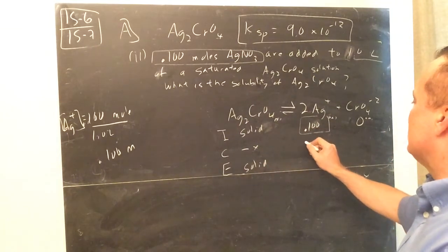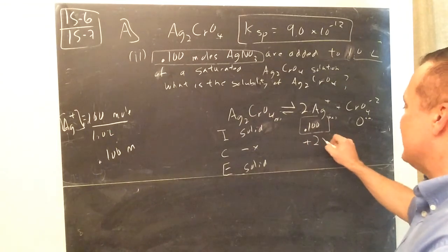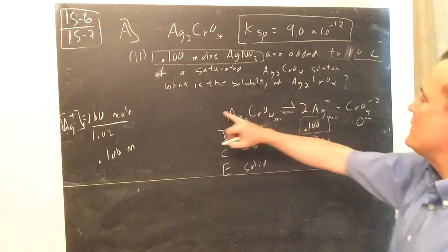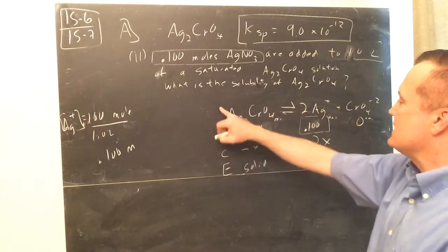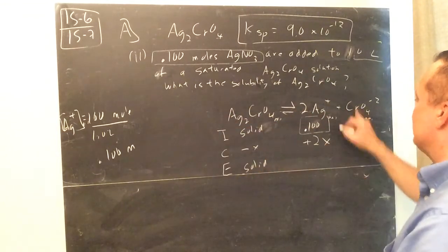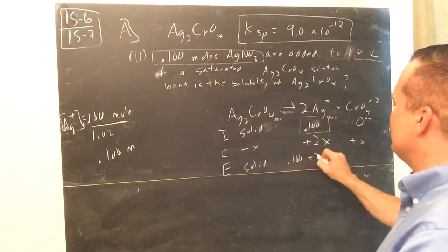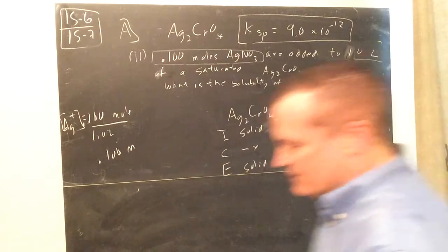So what I'm going to put here is plus x, not plus x, I said it but I didn't write it, 2x. Remember, change always matches the stoichiometry. Minus 1x, plus 2x, and plus x. 0.100 plus 2x, and x goes right there.